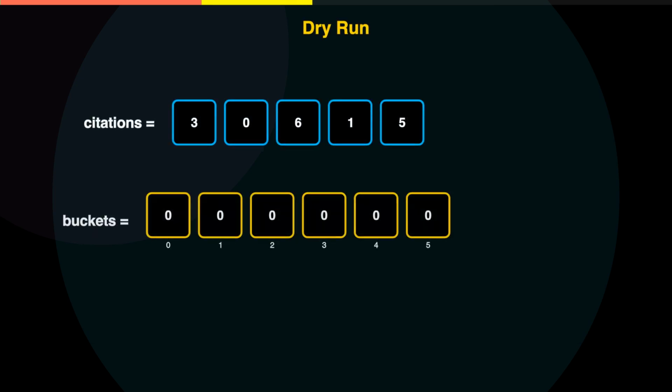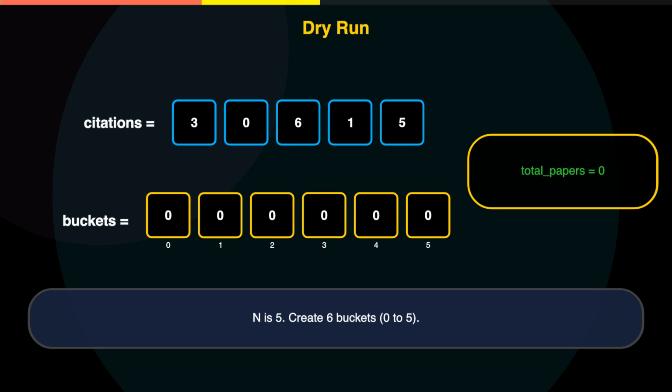Let's dry run with the array 3, 0, 6, 1, 5. N is 5. First, we build our buckets. 0 citations? 1 paper. 1 citation? 1 paper. 2 citations? 0 papers. 3 citations? 1 paper. 4 citations? 0 papers. 5 or more citations? We have 2 papers, 5 and 6. So bucket 5 gets 2.